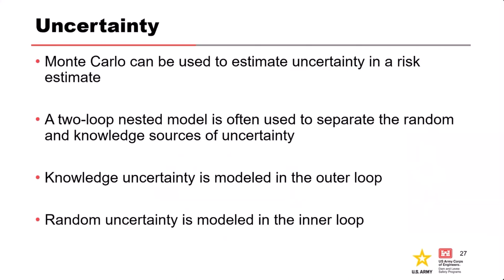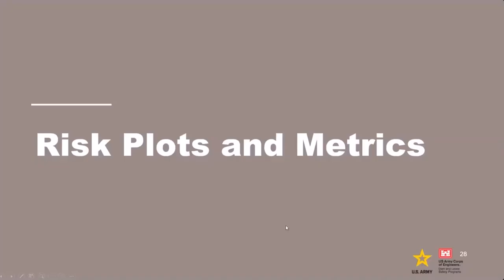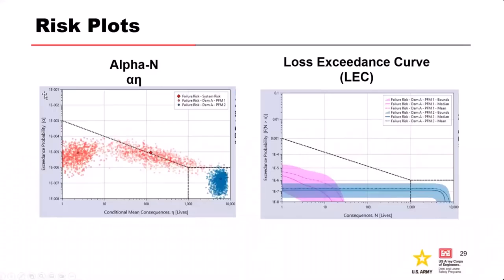What you can do is you can separate out the uncertainty and put an outer loop around the Monte Carlo that we did earlier today and put your knowledge uncertainty in that outer loop and your natural variability in the inner loop. There's other ways to do this. I think the seismic folks do something similar but they typically do it with logic trees. So there's other techniques for separating out the uncertainty, but with Monte Carlo, this is one of the common ways of doing it. All right, risk plots and metrics.